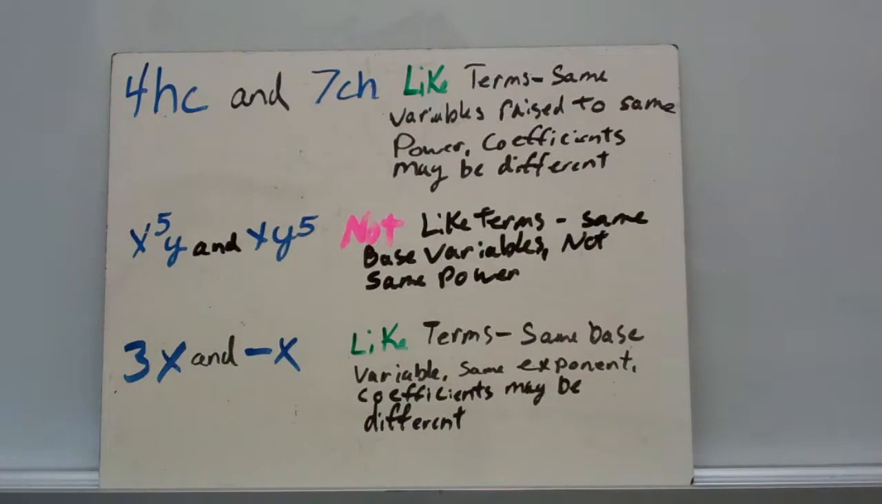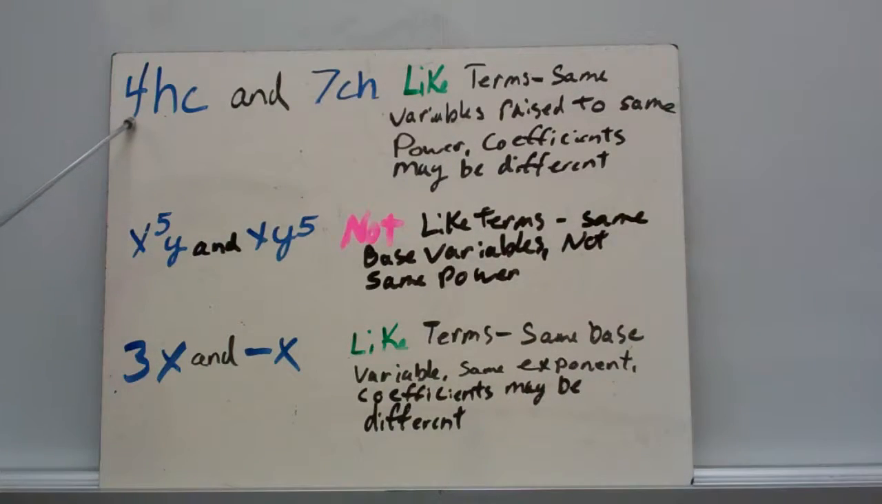When we have 4HC and 7CH, both terms have a C, both terms have an H. The C in each of these is raised to the first power. The H is raised to the first power. Those, again, are like terms. Just because the coefficients are different, that doesn't matter. We don't need to worry about the coefficients with that.